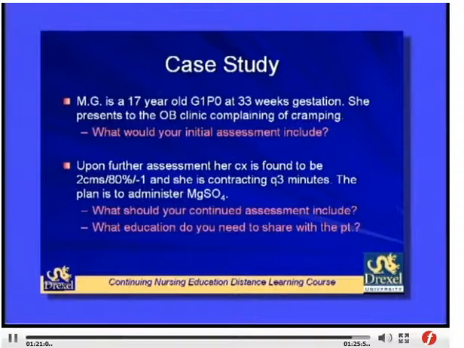MG is a 17-year-old G1P0 at 33 weeks gestation. She presents to the OB clinic complaining of cramping. What would your initial assessment include? 33 weeks, primip, cramping.